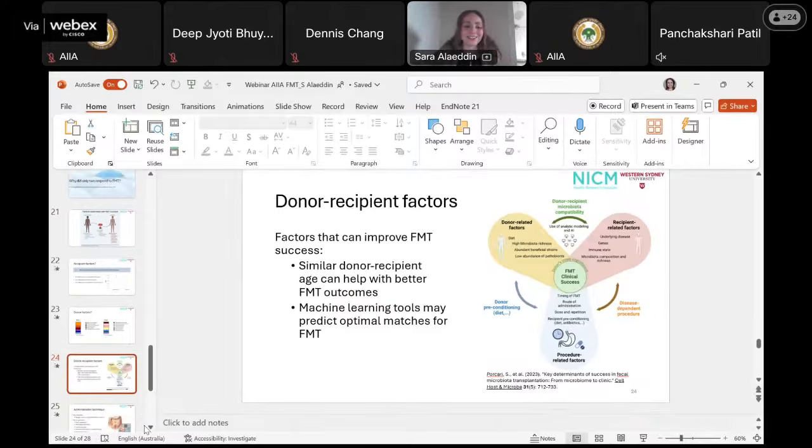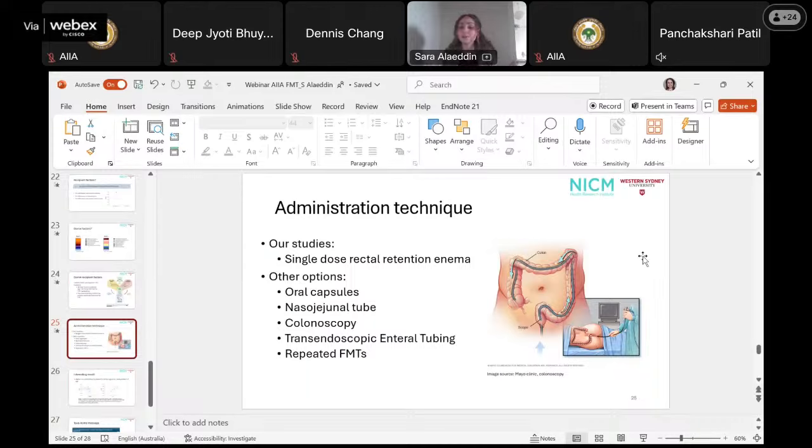Another thing that might have influenced the FMT success rate is the administration technique. What I did was a single-dose rectal retention enema, just because it's quite simple and less invasive. You don't need to sedate people. However, there are many other techniques, and it looks like a colonoscopy, although more invasive, might be more promising. So this is something future studies could keep in mind.